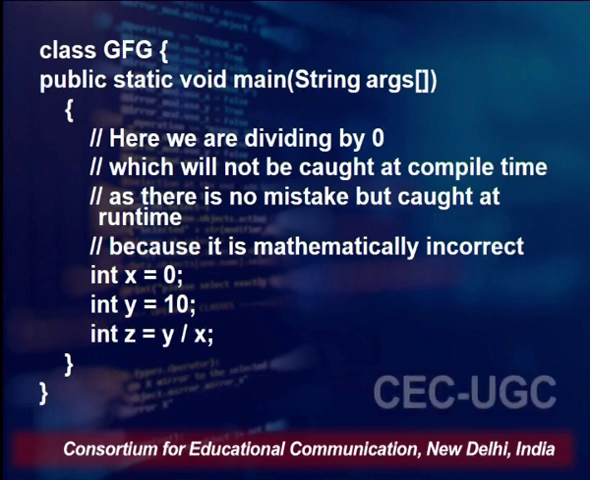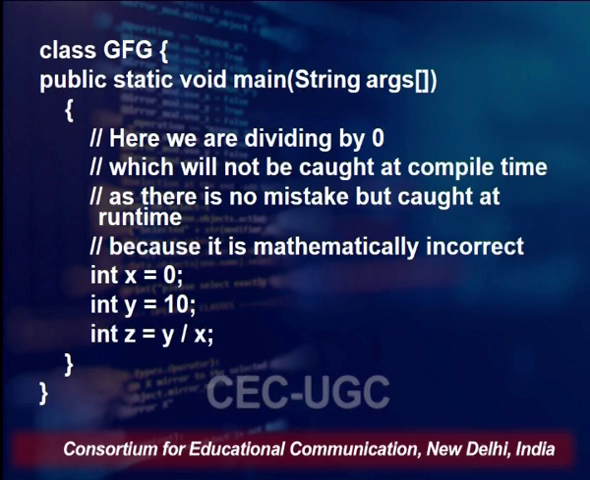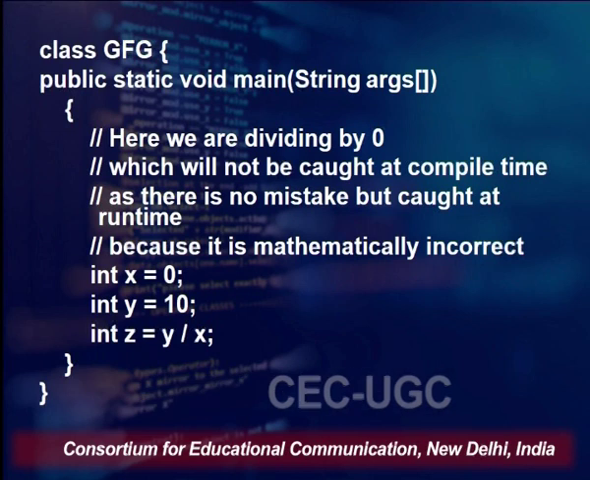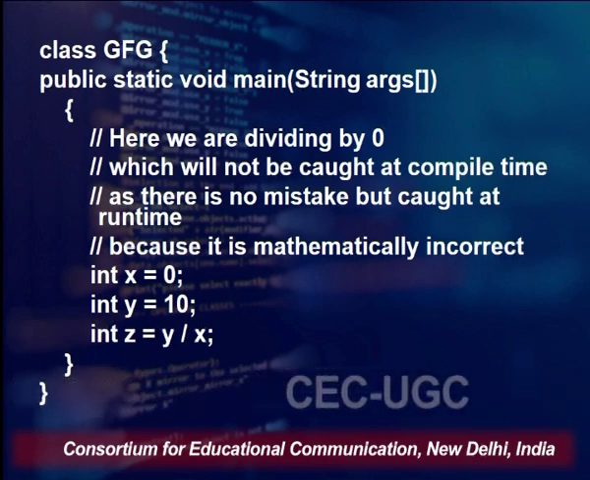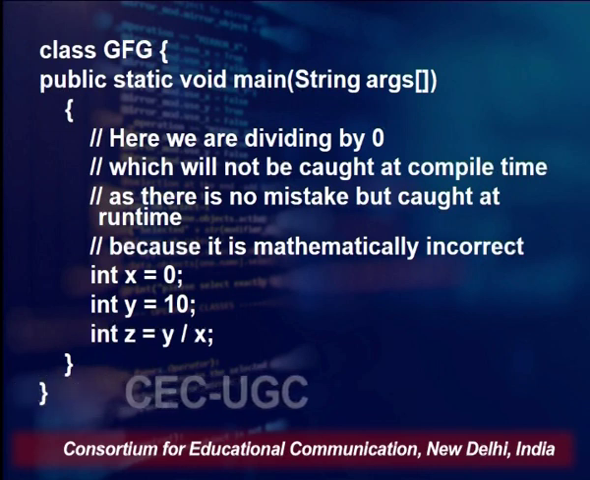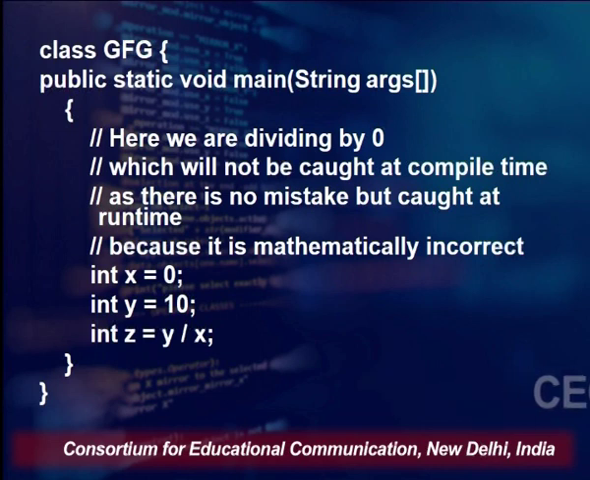It is not a compile time error, because it is not a syntactical error, and at compile time the compiler looks for syntactical errors. Since there is no such mistake, it will not be caught at compile time, but it will be caught at run time, because mathematically it is not correct. That means you cannot divide any number by 0, at least inside computers.